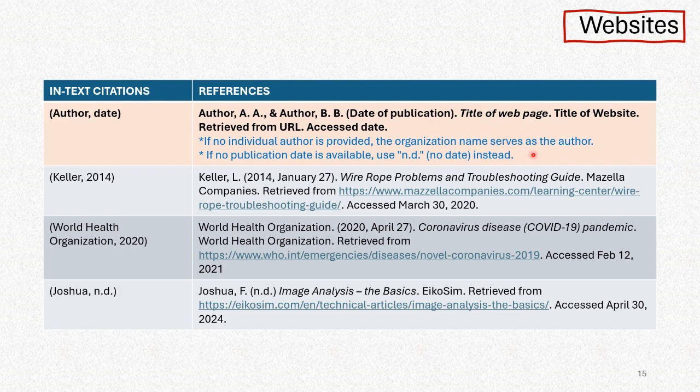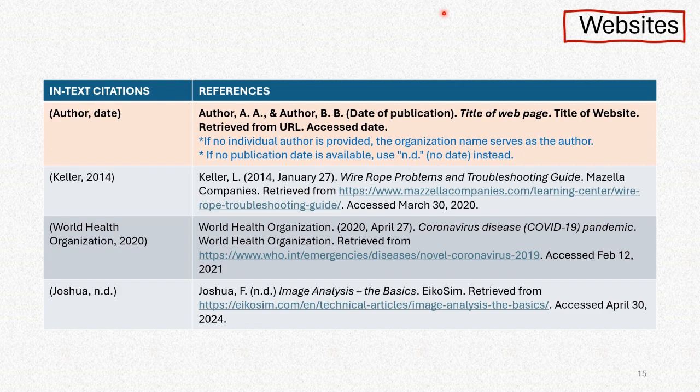Sometimes the websites do not publish the name of the author. So if no individual author is provided, the organization name serves as the author. For example, this article, the coronavirus disease COVID-19 pandemic, has no specific author. Thus, the organization name, which is WHO, is written as the author.